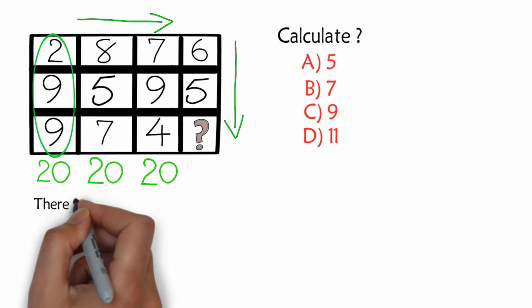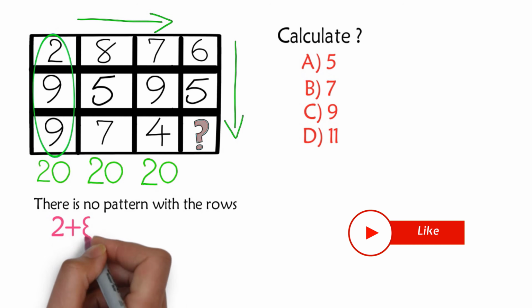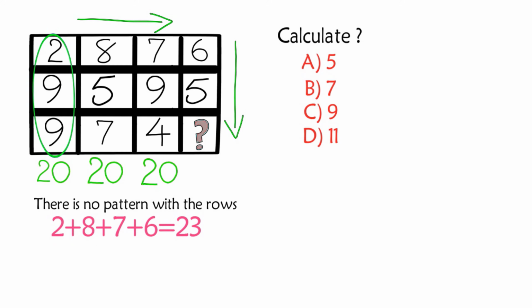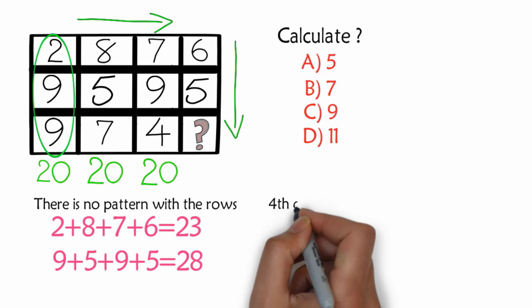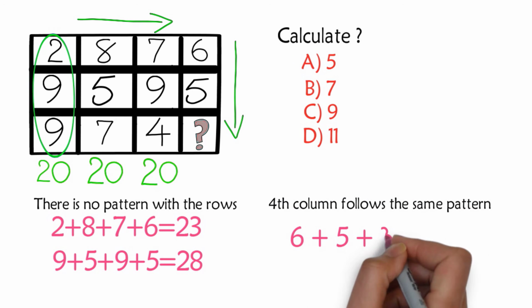We also want to check if there is a pattern with the rows. And there is no pattern, because the first row adds up to 23. 2 plus 8 plus 7 plus 6 equals 23. And the second row adds up to 28. 9 plus 5 plus 9 plus 5 equals 28. So there's no pattern. Based on this information, you can calculate the missing value in the first column.